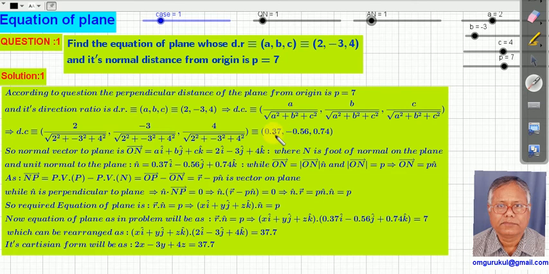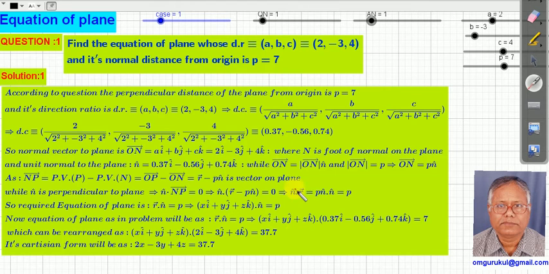That gives direction cosine. In fact, sometimes you can directly take the unit normal to the plane from the direction cosine. Direction ratio only gives the normal vector, not unit normal. But direction cosine gives unit normal to the plane. That will be minus 0.37i minus 0.57j plus 0.74k according to the given data.